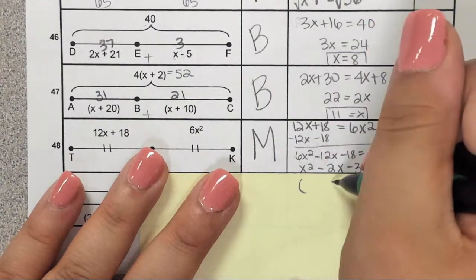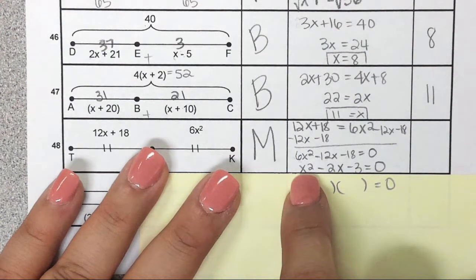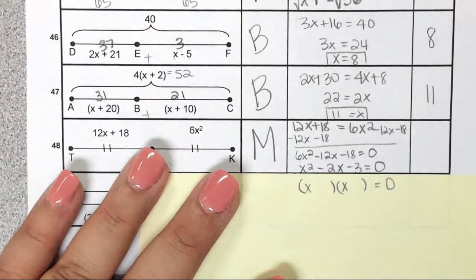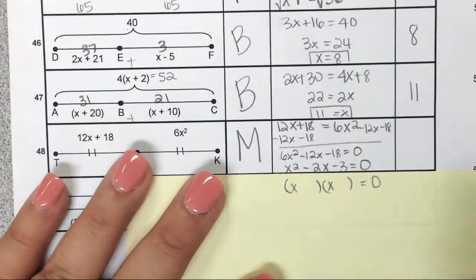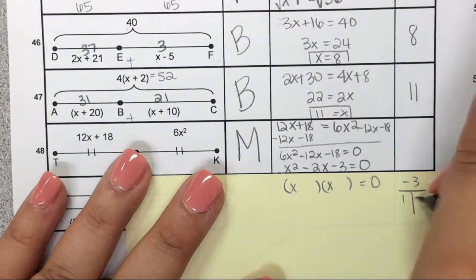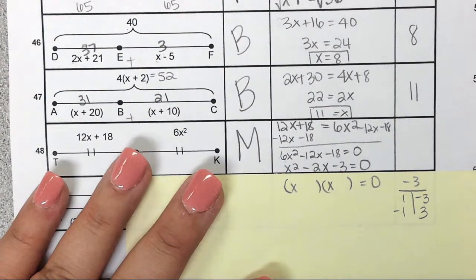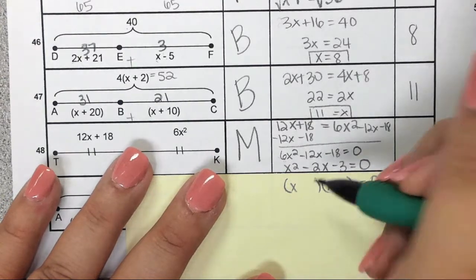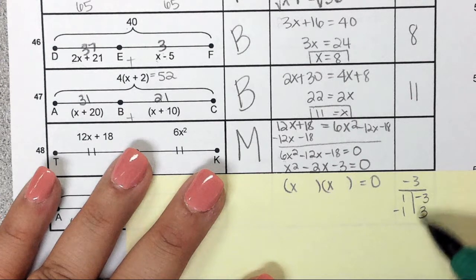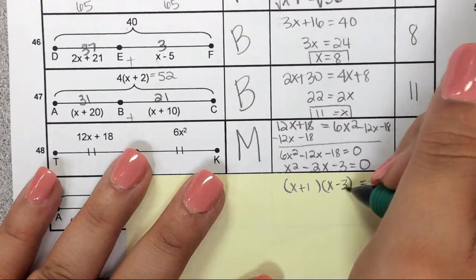Now you can do the box, or you can just factor out. What's the only way to get x squared? X times x. And actually, there's only 2 ways to get negative 3. How can we get negative 3? 1 and negative 3 and negative 1 and 3. What do I want them to add up to? Negative 2, my middle number. Which one of these adds up to negative 2? So positive 1, negative 3.